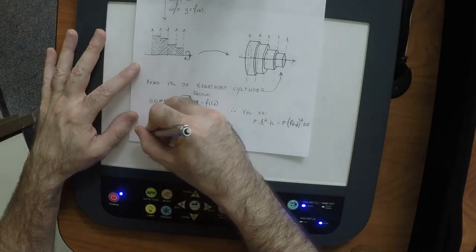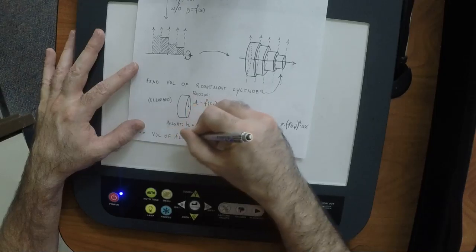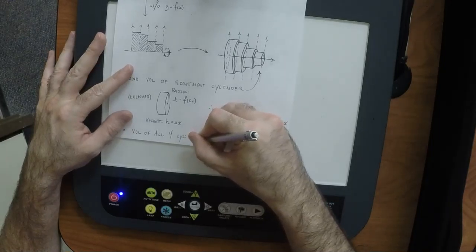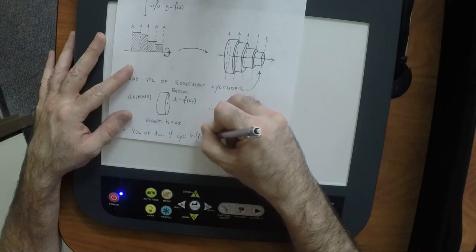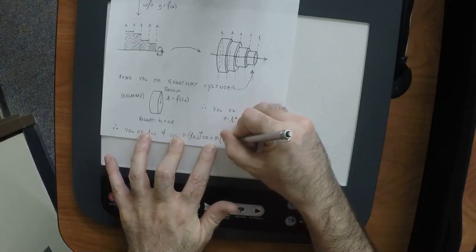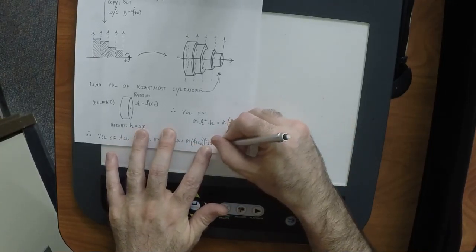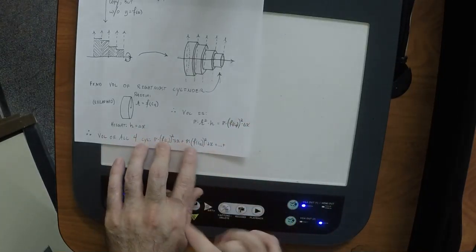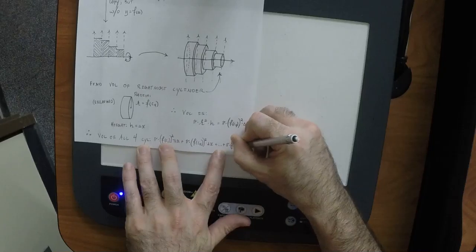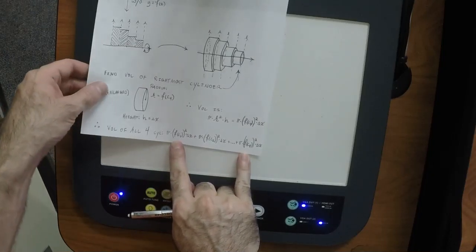So therefore, the volume of all four cylinders, it's a sum. We could say, well, it's pi times f of c1 squared delta x plus pi times f of c2 squared delta x plus dot dot dot. I'm going to elide just the third one because otherwise I'm going to run out of paper here. Pi f of c4 squared delta x.